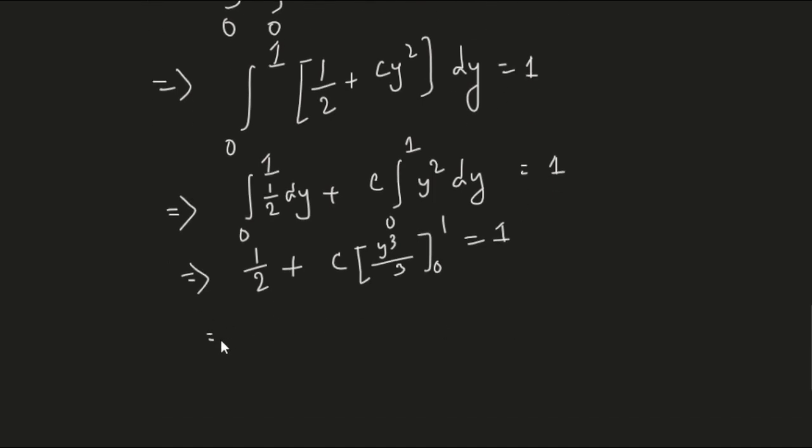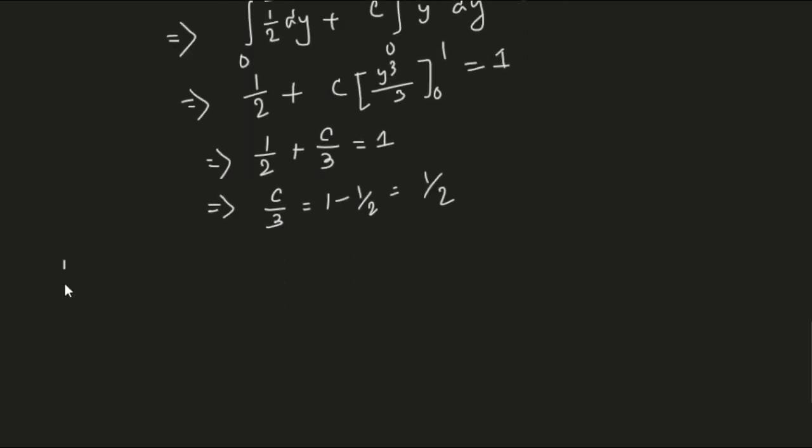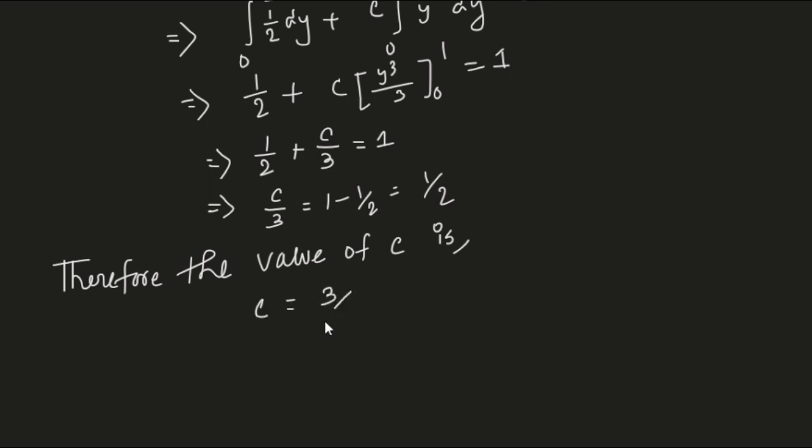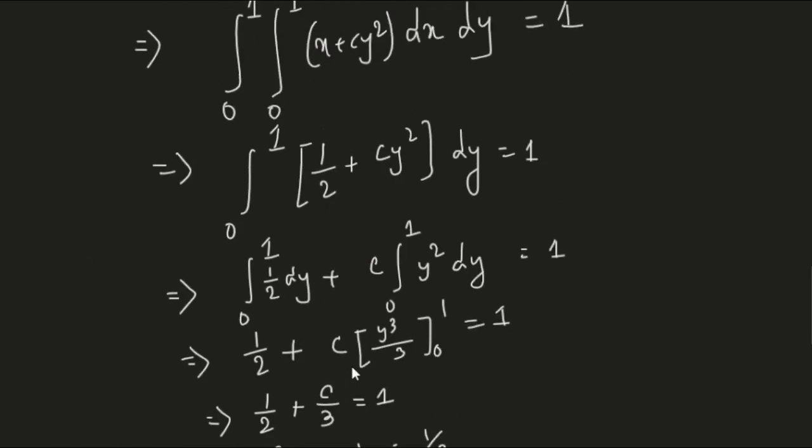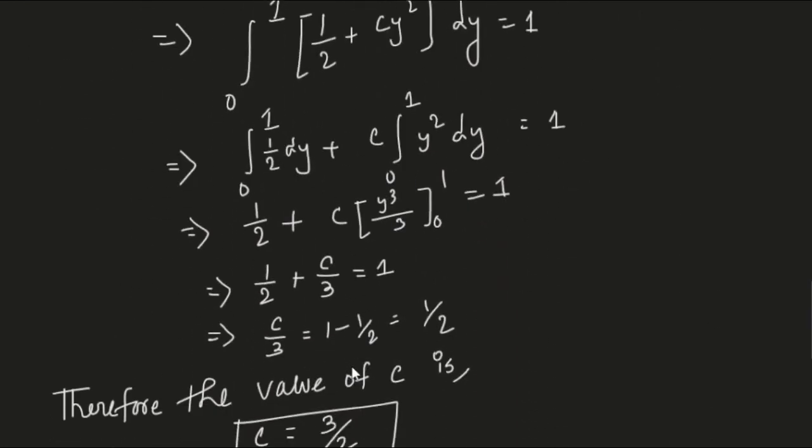Now 1 by 2 plus c by 3 equals 1. This gives me c by 3 equals 1 minus 1 by 2, which is 1 by 2, and therefore from this equation we get the value of c is 3 by 2. So this completes our first part.